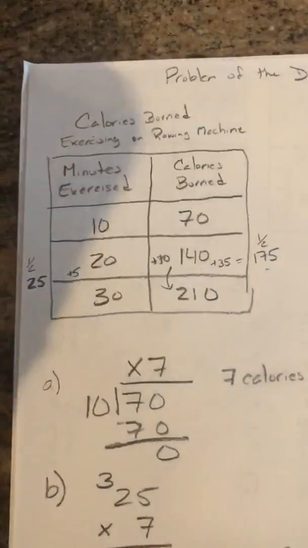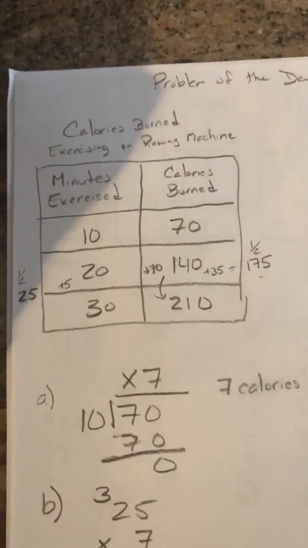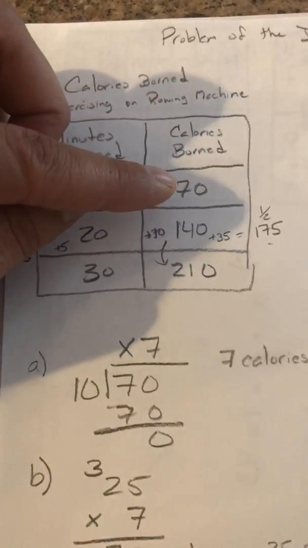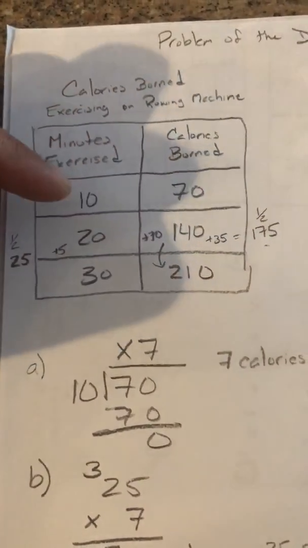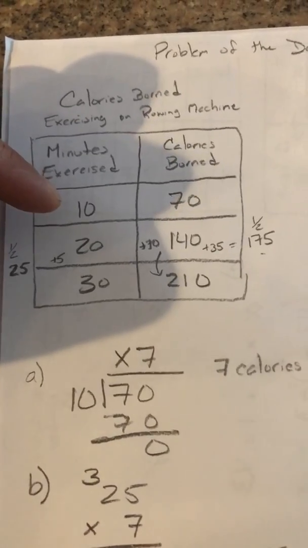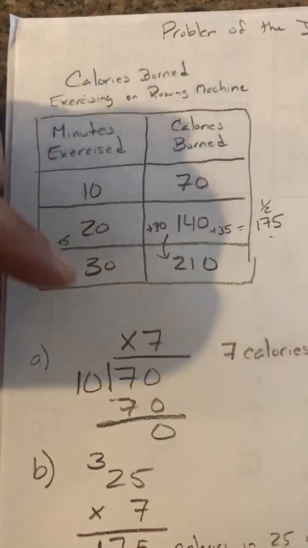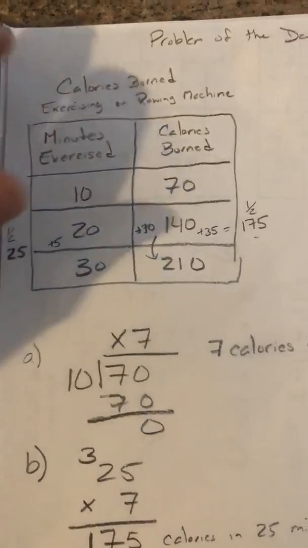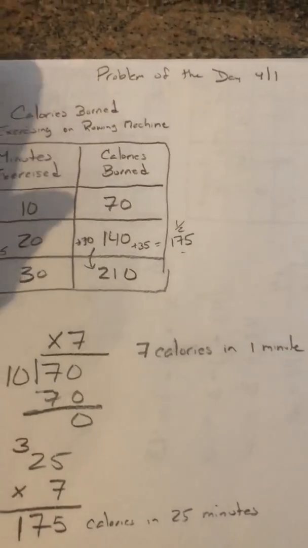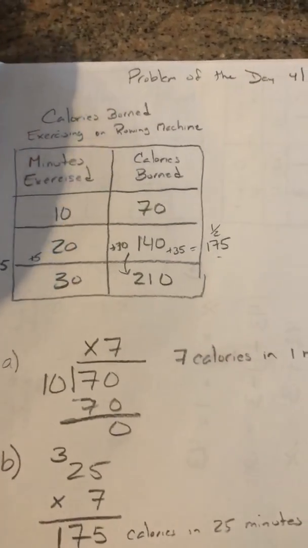So part A asked how much she burns in 1 minute. So in order to figure that out, real simple, we're going to take the calories burned, in this case 70, divided by how many minutes she exercised, which will give us how many calories she burned after 1 minute of exercise. So we're going to do 70 divided by 10 equals 7. So she burns 7 calories in 1 minute. Now that's going to help us solve the next parts.